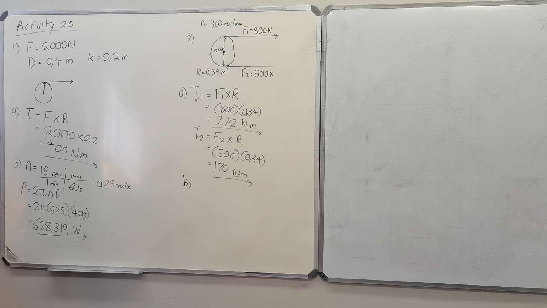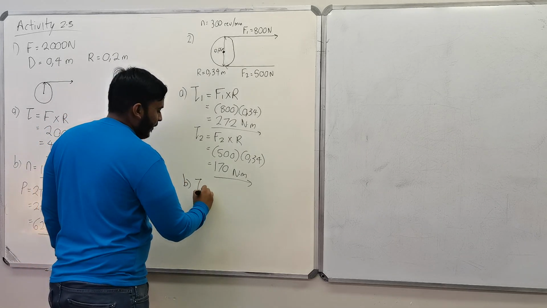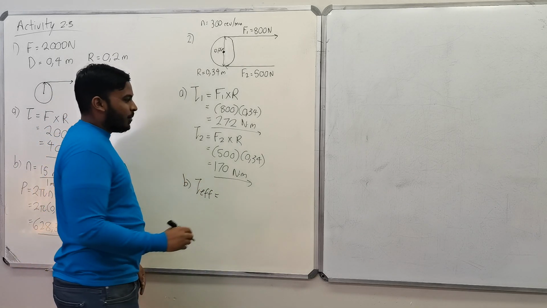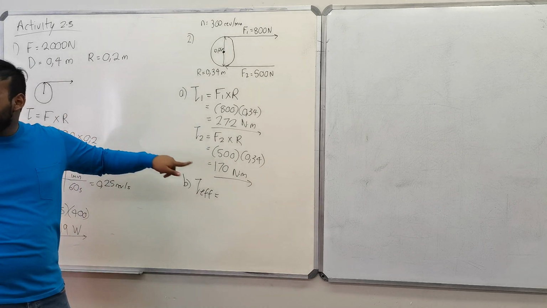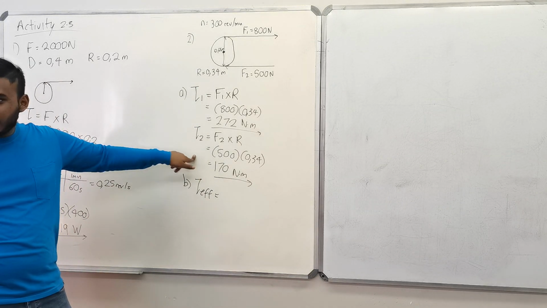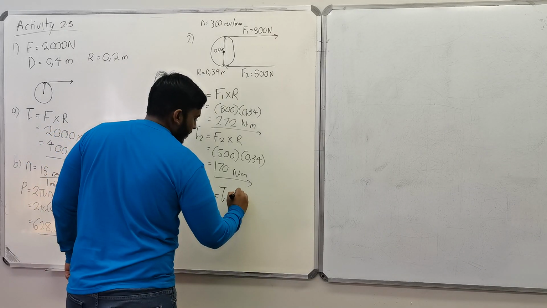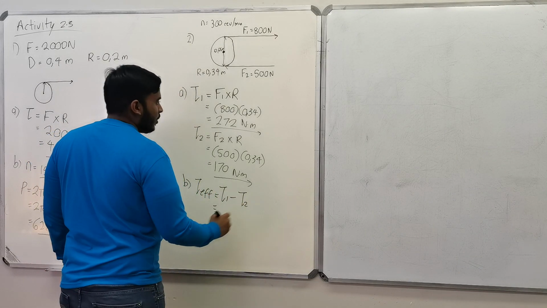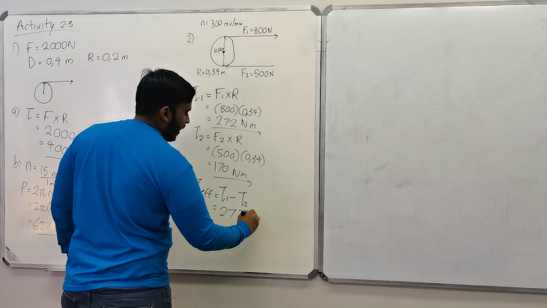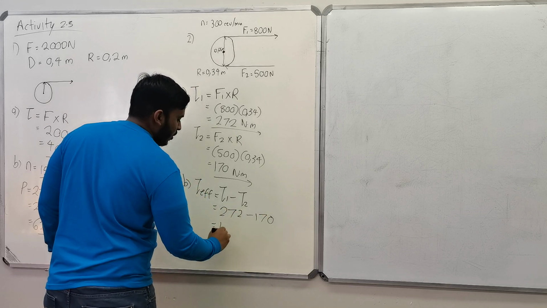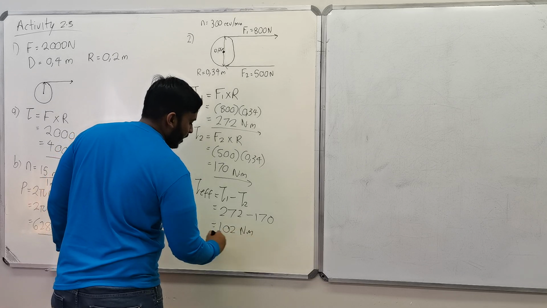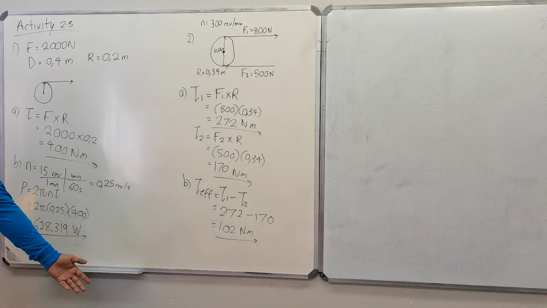In belt drives, effective tension is equal to T2 minus T1. And then I told you that you will take the higher torque minus the lower torque, and you said, oh yes, it's going to become a positive value. That was the conversation last week. It will be equal to highest torque minus lower torque, so it will be T1 minus T2. So this here will be 272 minus 170, which is equal to 102 newton meters. And that's your answer. That's the effective torque.